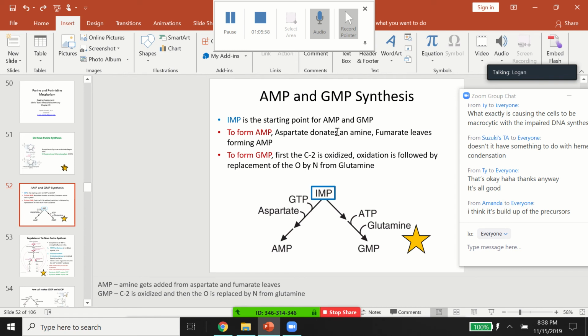So IMP, starting point for AMP and GMP. In order to form AMP, you need aspartate and GTP. Now in order to form GMP, it's ATP and glutamine. Okay. So make sure you know that. In order to get AMP from IMP, aspartate, GTP. In order to get GMP from IMP, ATP, glutamine. That's why I have this star there.